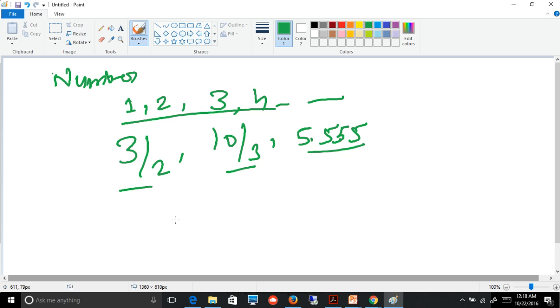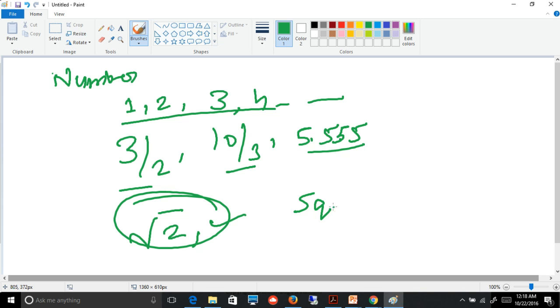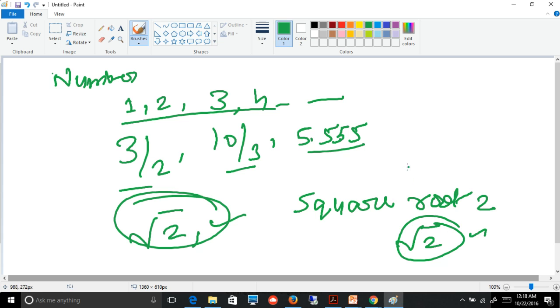Okay, and we can also write the square root of 2. You might have heard about underscore; in some countries it's called the underscore, in some countries it is called the square root. So you can call it the square root of 2. And pi is also a number. The value of pi is 3.14 something, and so on. So this is a number.